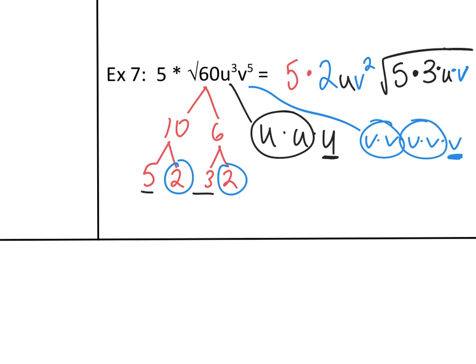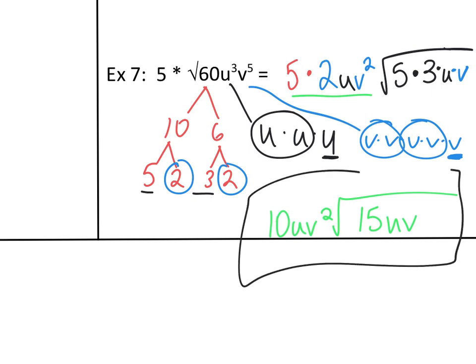Let's simplify it. Let's just work with the outside first. What does the outside become? 10uv squared. Perfect, 10uv squared. 5 times 2 is 10. And now the radical. 15uv. 15uv. Is that it? Yep. That is all.